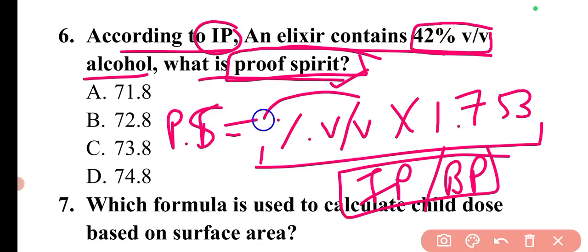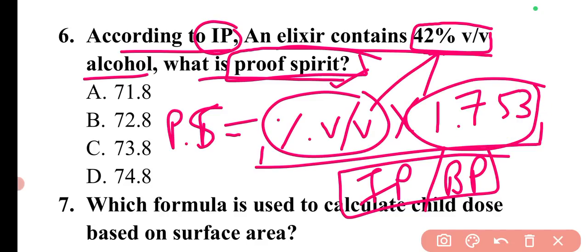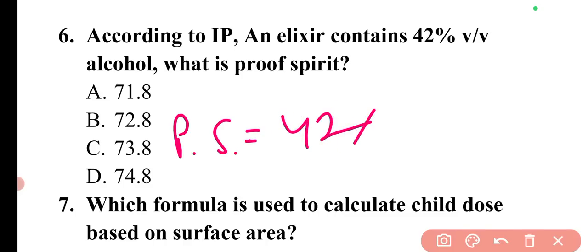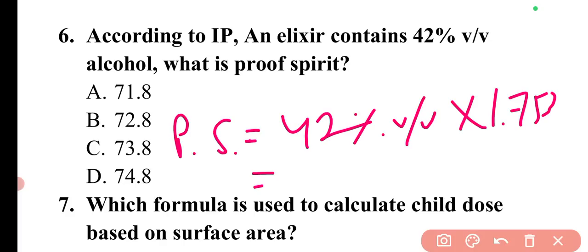So we have the percentage volume by volume given, that is 42% volume by volume. We can simply multiply with 1.753. So proof spirit is equal to 42% volume by volume multiplied by 1.753. After solving this, we will be getting the value 73.8. So here option C will be the correct answer.